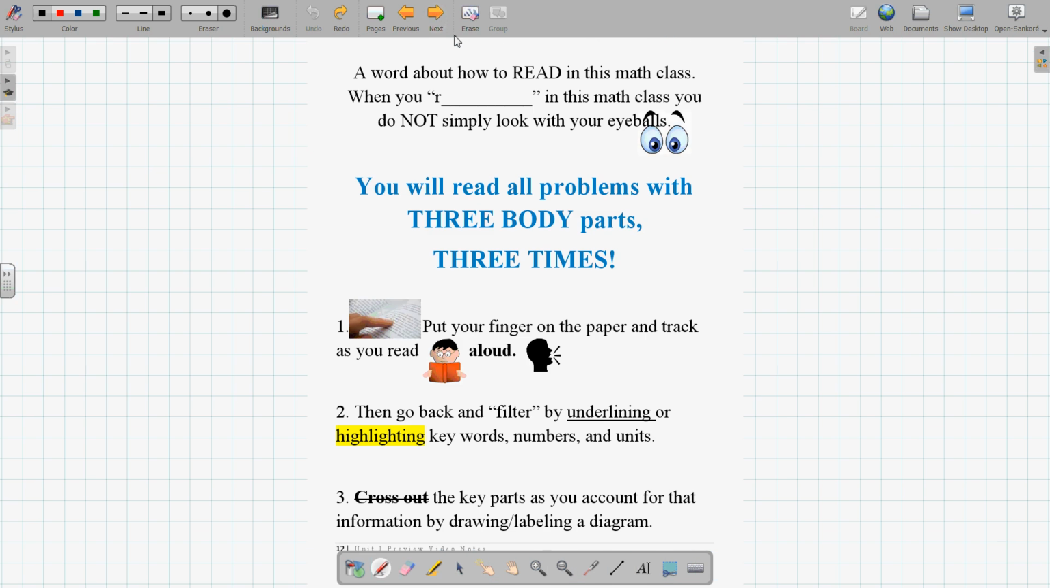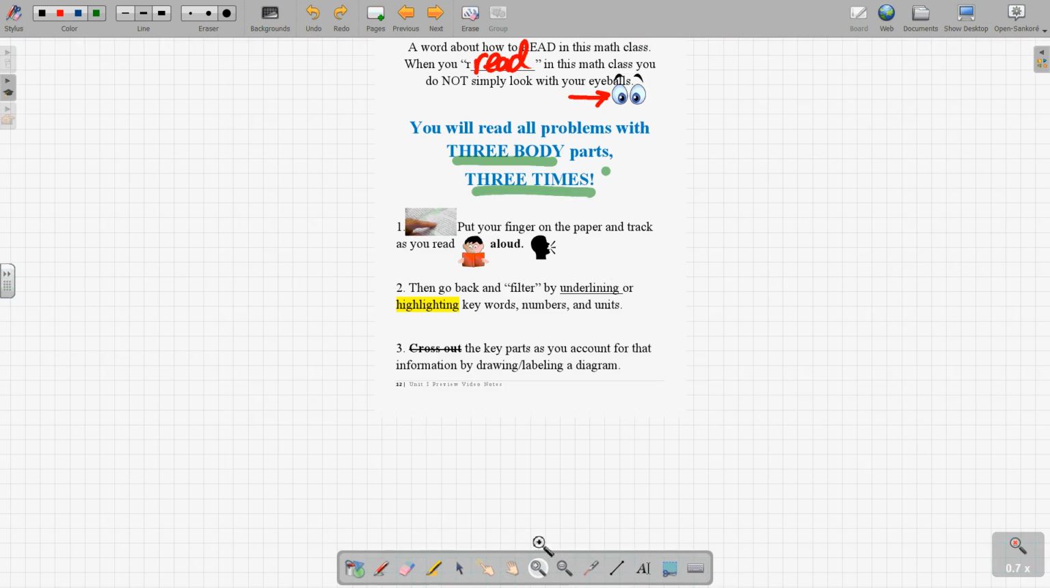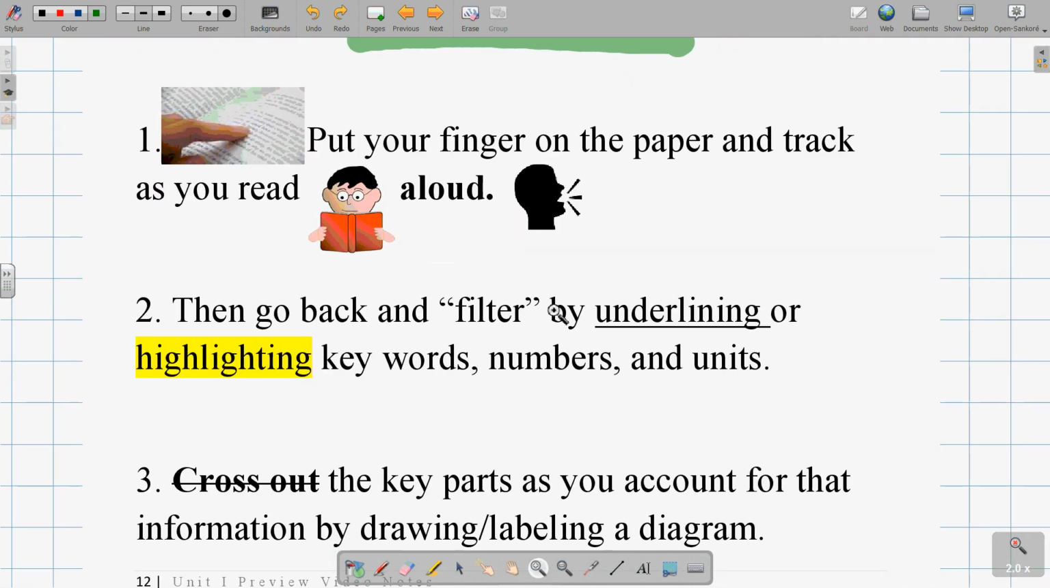Now we're going to learn to translate words into pictures, but a word about words here. When you read in this class, you do not read simply with your eyeballs. No, you don't. In this class, you are always going to read with 3 body parts. You're going to read 3 times. 3 body parts, 3 times. In fact, I'd like you to say that out loud. 3 body parts, 3 times.